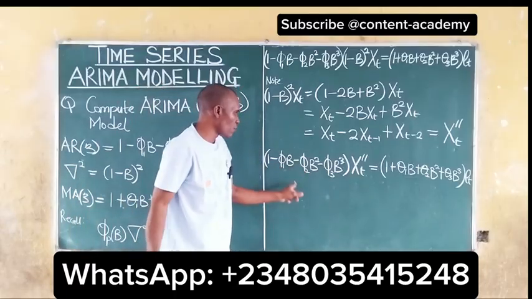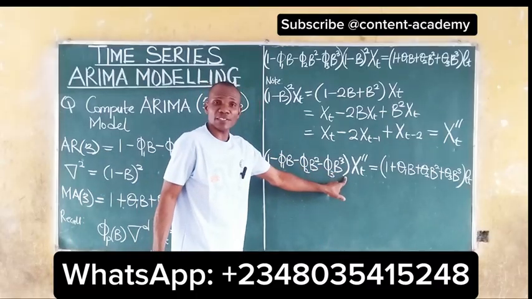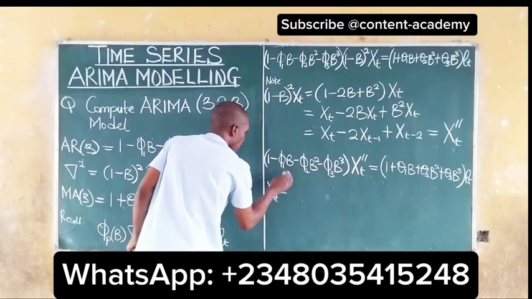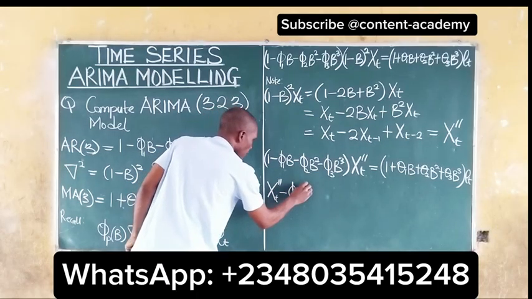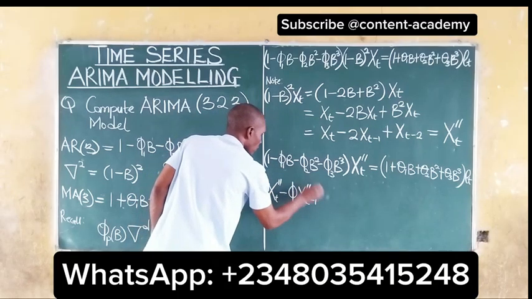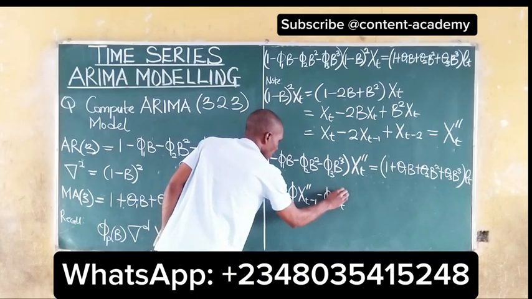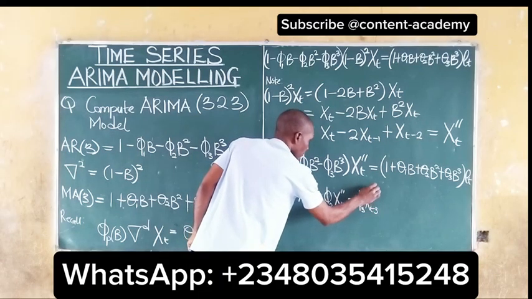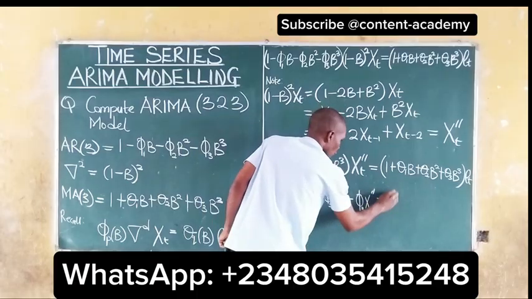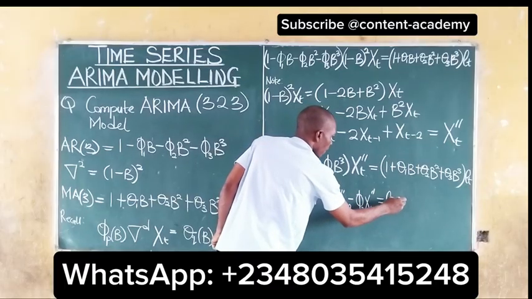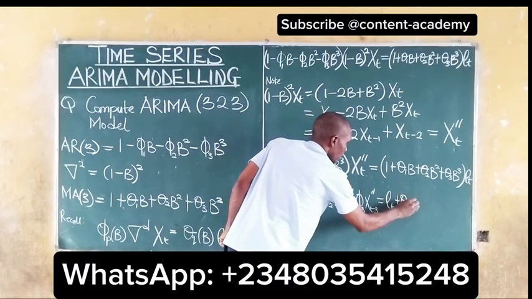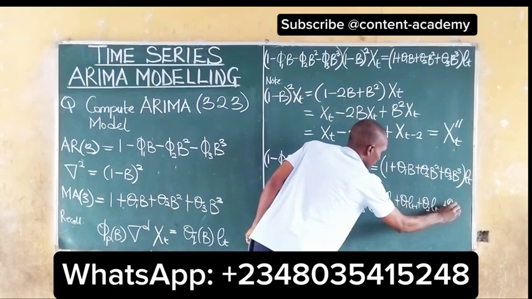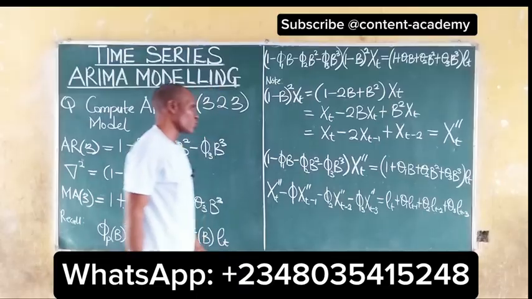Now we can open this bracket. If we multiply this with whatever is inside the bracket, we have X_t minus phi 1 X_{t-1} because of the backward shift, minus phi 2 X_{t-2}, minus phi 3 X_{t-3}, to be equal to e_t. This multiplied by this, we have plus theta 1 e_{t-1} plus theta 2 e_{t-2} plus theta 3 e_{t-3}. So this is what we have.